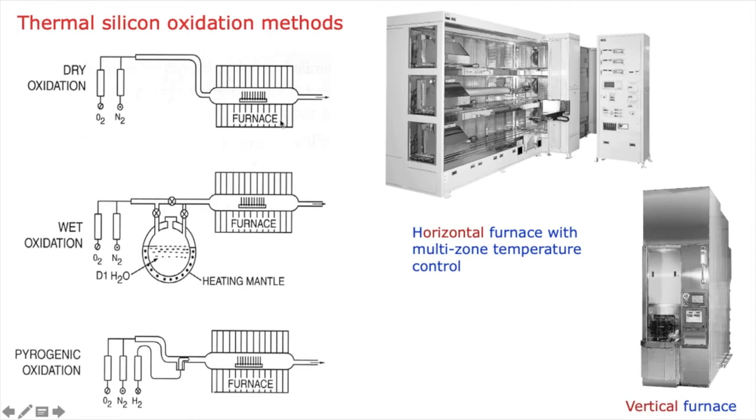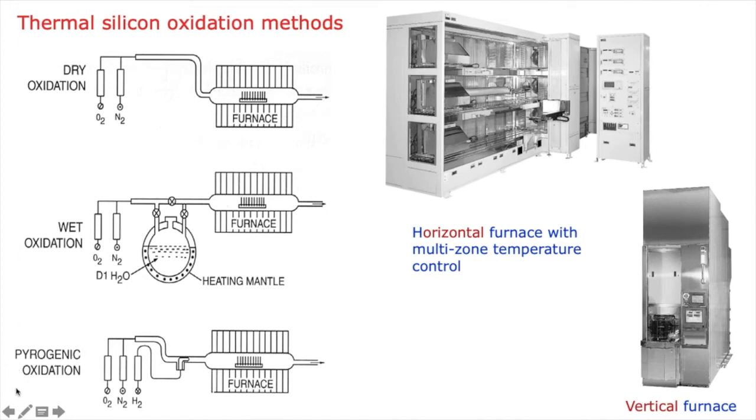Now you have the wet oxidation process also. There are two different processes under wet oxidation: wet oxidation and pyrogenic oxidation. In the case of wet oxidation, all you need is again oxygen and nitrogen to carry the oxygen gas, and then here you have water, and you heat it so that water vapor comes, because you need water to react with the silicon surface. And here is the furnace, and you can oxidize the silicon wafer using this wet chemical process.